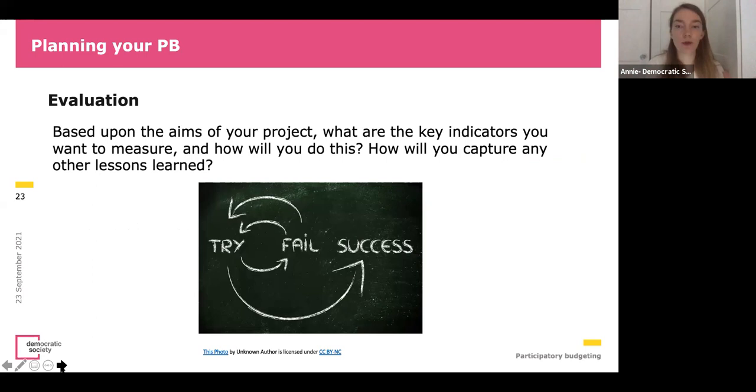And evaluation. So obviously measuring against your key indicators. This is probably really important. How will you capture any lessons learned throughout the process? And then I love this image because it's try, fail and success. Obviously things might go wrong the first time you do it, but you'll learn. And then the next time you do it, hopefully it's a success because you can use that learning.